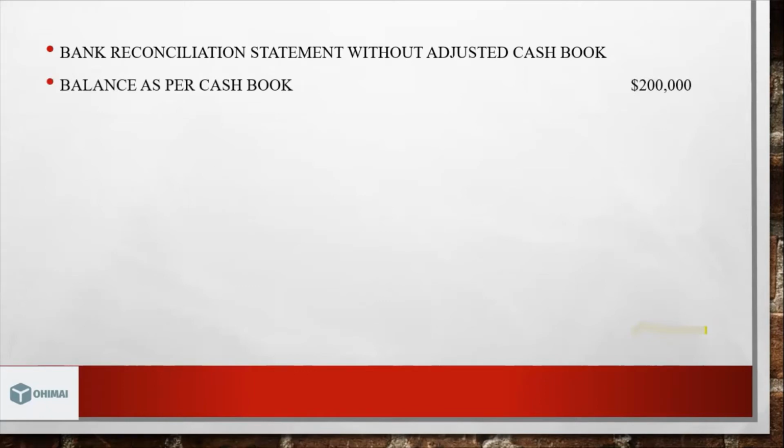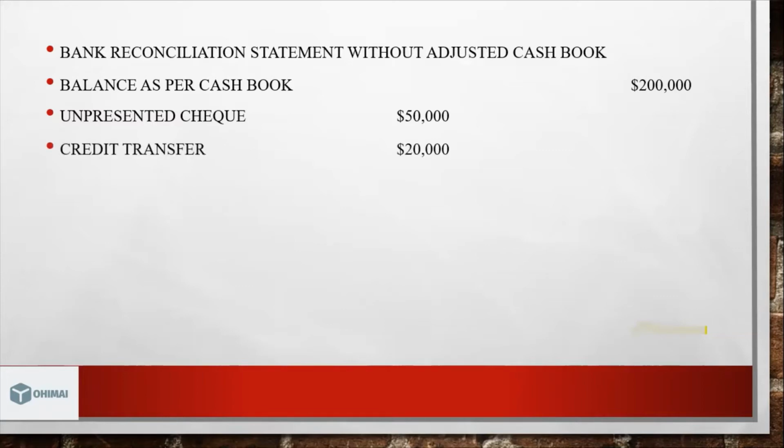You have bank balance as per cash book, $200,000. You get this figure from the cash book. It is the balance you have in the cash book as at when you are about to reconcile it with the bank. Unpresented checks. These are checks drawn, but not yet presented at the drawer's bank. $50,000.